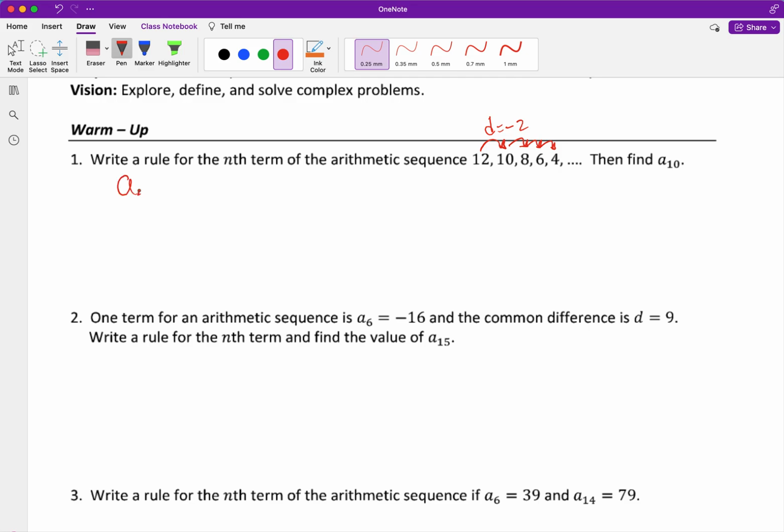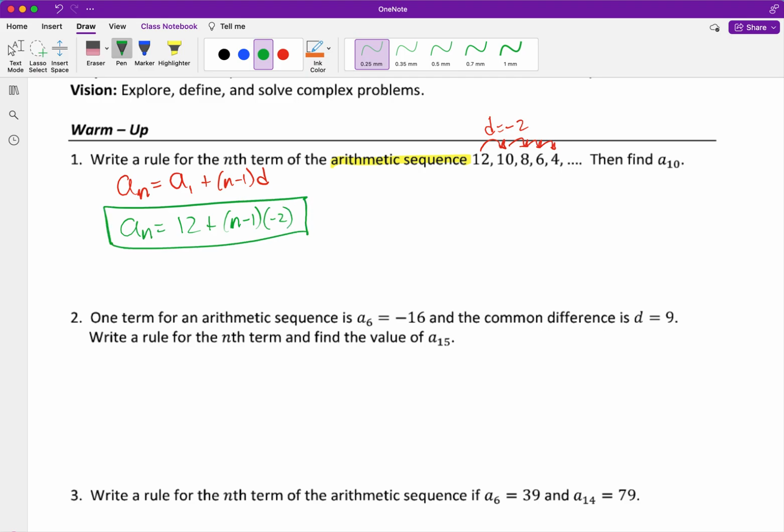So if I use the rule that we learned in the last lesson, which was that a_n equals a_1 plus (n minus 1) times d for every arithmetic sequence, so as soon as it said arithmetic sequence, I knew that I could use this rule. Well, then a_n is going to equal 12 for the first term, plus (n minus 1) times -2. And this is my rule, and I can just leave it this way. Don't need to simplify it any more than that.